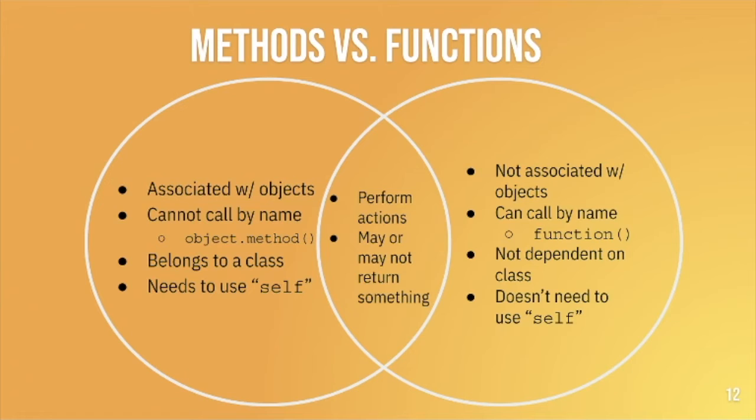This is because it belongs to a class and it belongs to an object, so you can't call it independently. It is dependent on an object and a class. You also need to use self with methods, which is something that we'll show a bit later on.